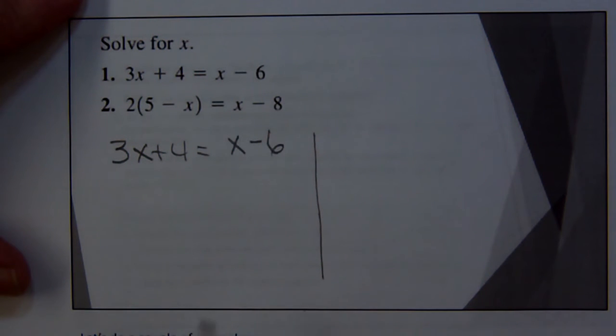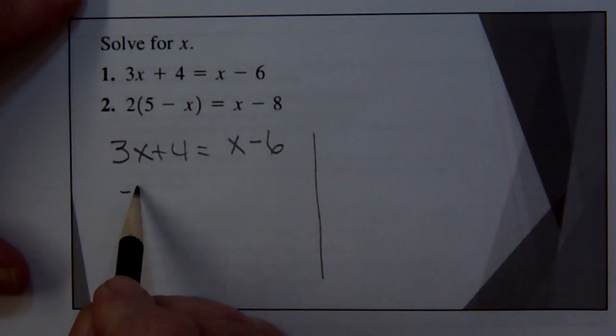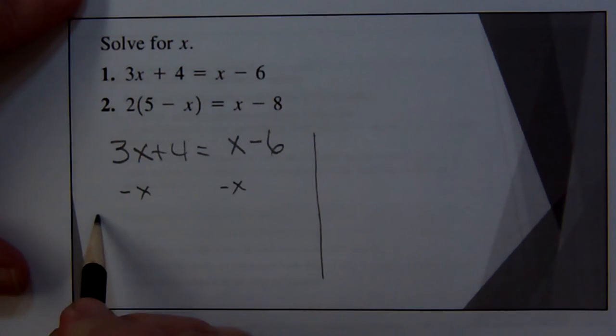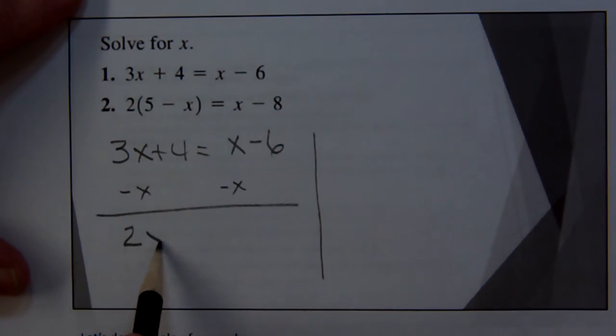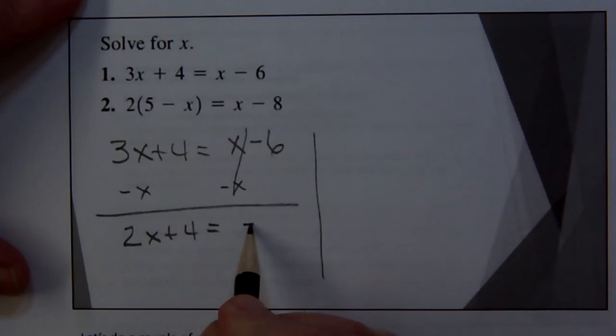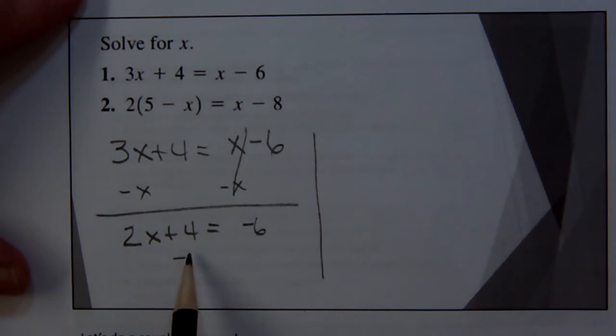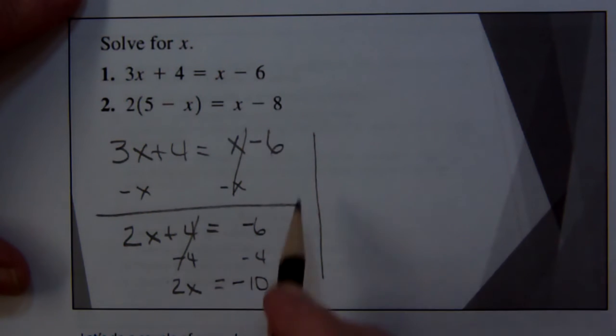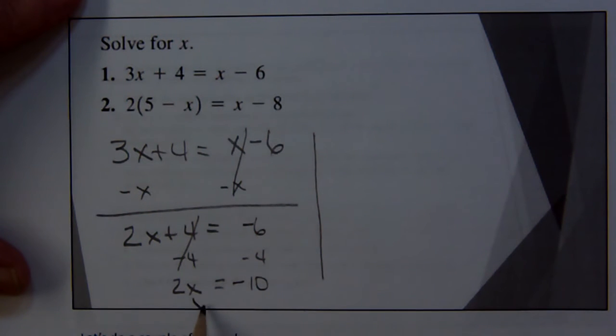Here, we are going to subtract x from both sides, maintaining the equality. And now we have that 2x plus 4 has to equal, these will cancel, minus 6. Now we're going to subtract 4 from both sides, and we will have 2x now is equal to, the 4's on that side will cancel, and that will be minus 10. And then we're going to divide both sides by 2, and we will find that x is equal to negative 5.